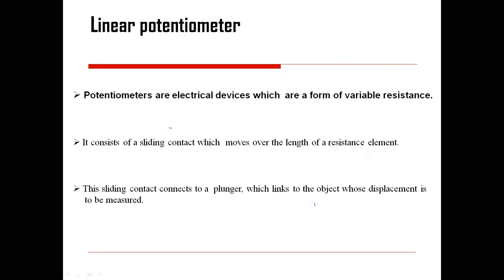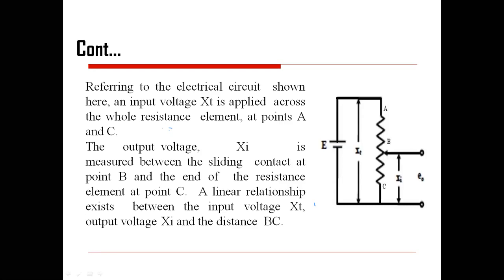Okay. So potentiometers are electrical devices which are a form of variable resistance. It consists of a sliding contact that moves over a length of a resistance element. This sliding contact connects to a plunger which links to the object whose displacement we are interested to measure. Now, the example is also represented over here. The previous example has been elaborated over here.